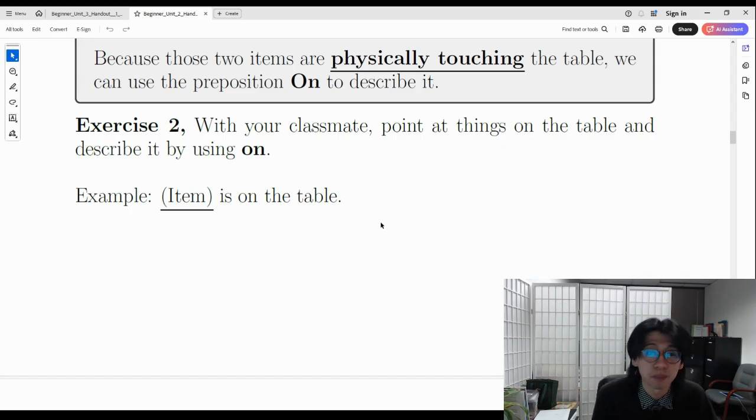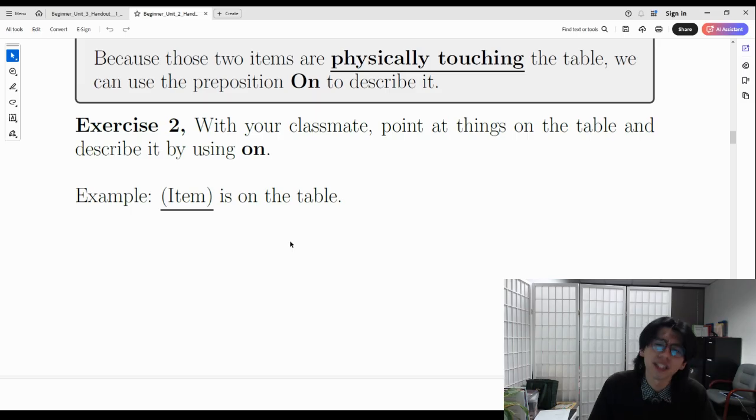Just like that, you can explain what is happening there. If you have a pen, maybe a red pen, then you can say, the red pen is on the table. I want you to use this complete sentence form to describe what is on the table. It's all up to you.